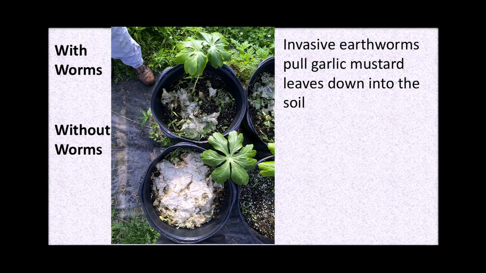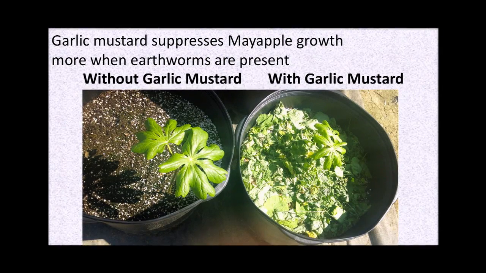But then how does that affect the native plant? Is it negatively affected by garlic mustard? And it turns out that it is. So what you see here is a pot without garlic mustard on the left and a pot with garlic mustard on the right.